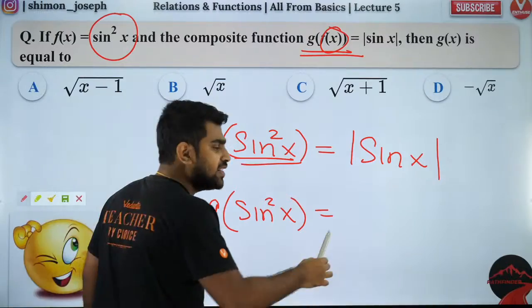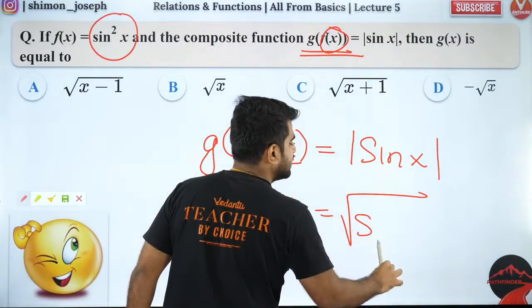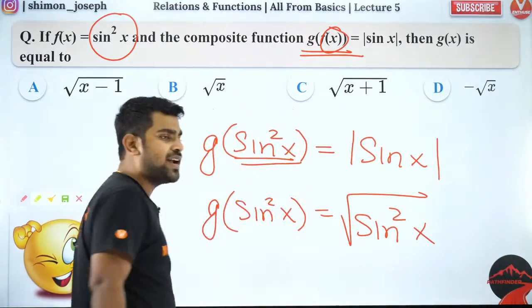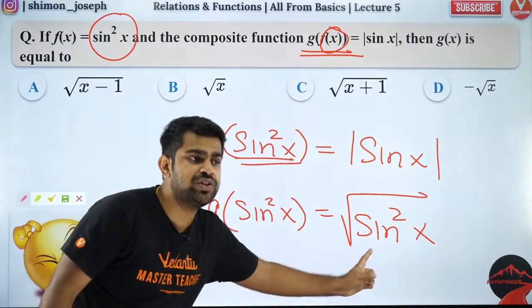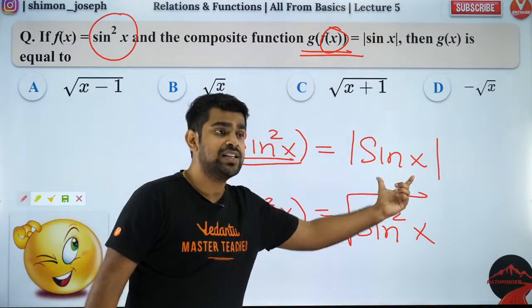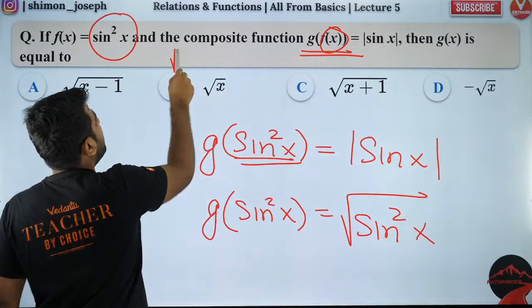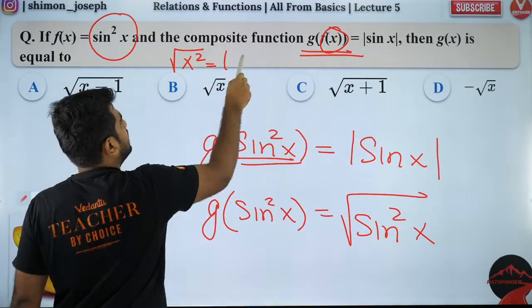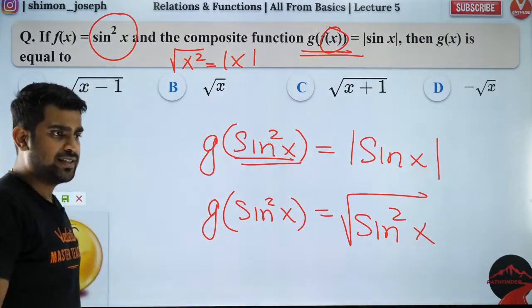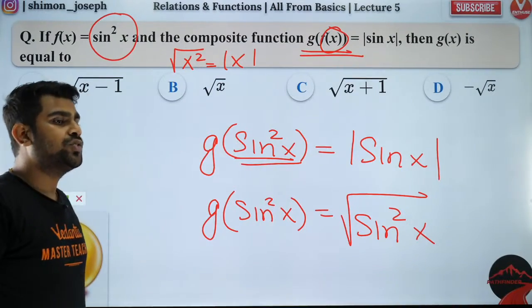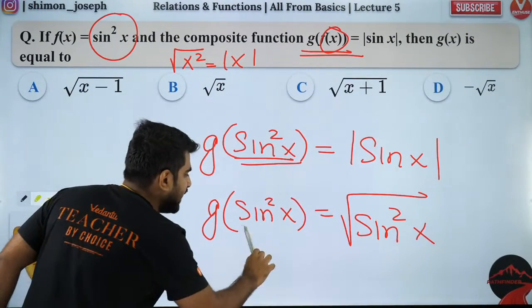Mod of sine x is nothing but square root of sine square x. Do you all get that? How many of you have understood this part? Mod of sine x is nothing but root of sine square x, because I told you, root of x square is equal to mod x. I hope you remember that. Everybody clear? So now I have the same thing here.